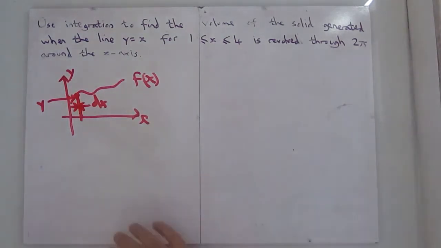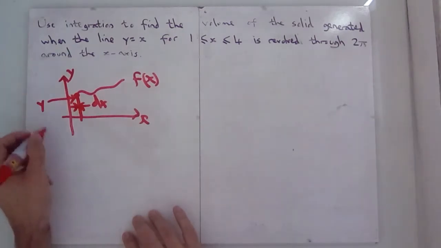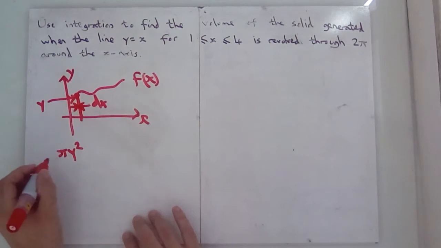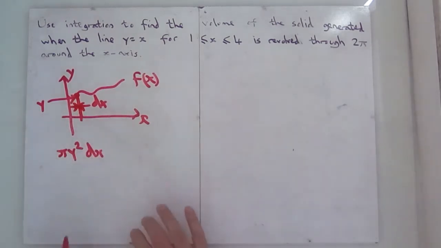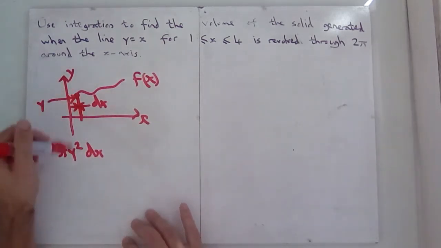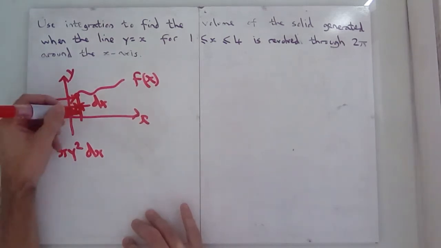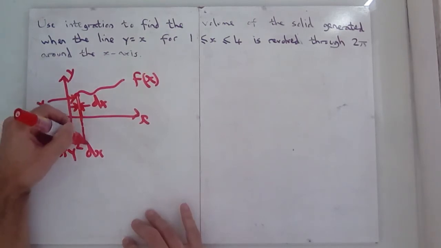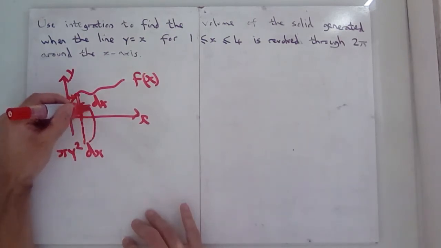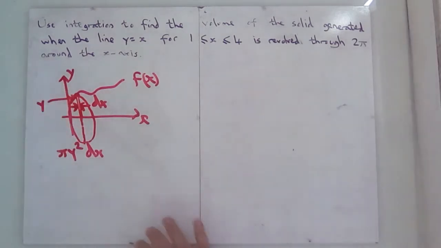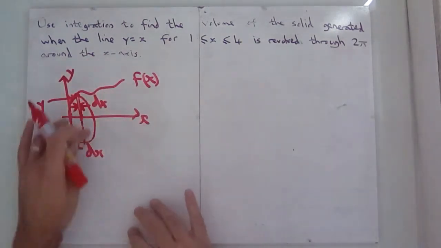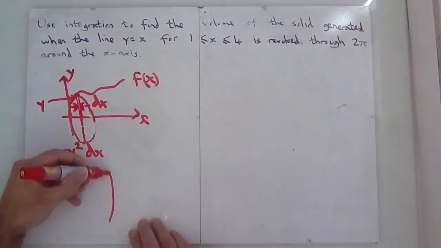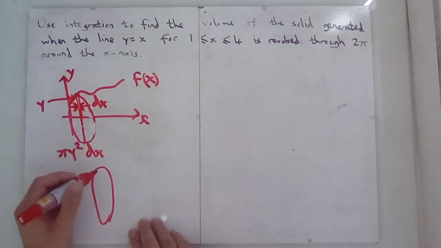So what happens is, if we take that and square y, then times it by pi, and then times it by dx, what does that do? Well, pi r squared: y could be thought of as the radius. So effectively you're making a disc. It's not going to look great, but you're making a tiny little disc facing into the page. I'll see if I can draw it a bit better.